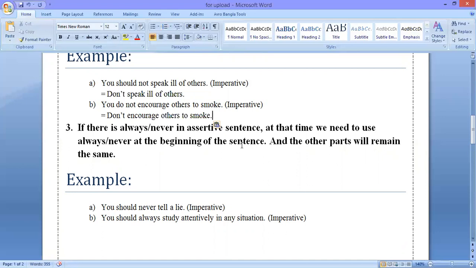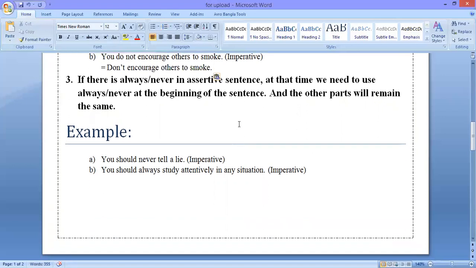Now we are moving to rule 3. If there is always or never in an assertive sentence, and if you want to make this an imperative sentence, at that time you need to write always or never at the beginning of the sentence.